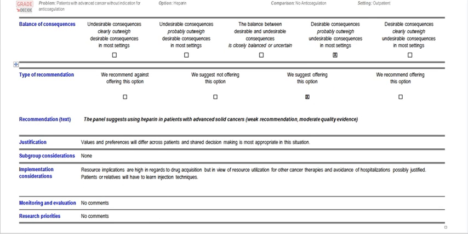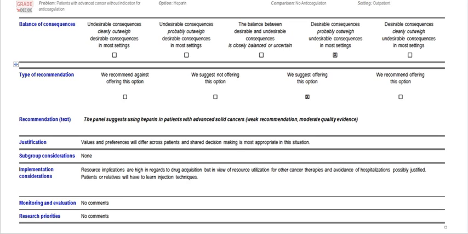As we scroll down, we will find a section at the bottom of the EtR table that helps the guideline panel integrate all of the judgments and to formulate the recommendations. The panel considers the balance of desirable versus undesirable consequences of the intervention option with respect to all of the factors that they made judgments about in the first part of the table, and the level of uncertainty the panel has about the balance of the consequences.